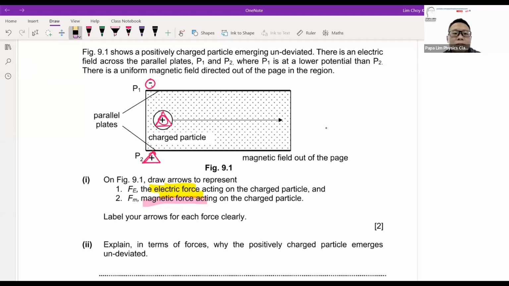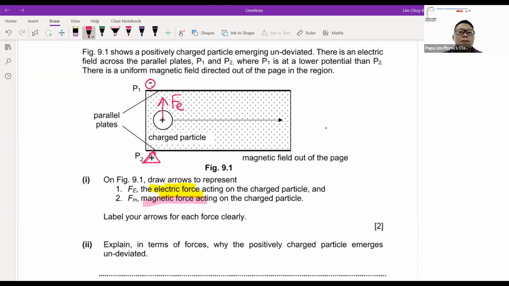So you'll find that the forces due to the 2 plates are all in the same direction, which gives us the conclusion that the electric field by both plates will amount to an upward force, what we call Fe. So this is the electric field here.